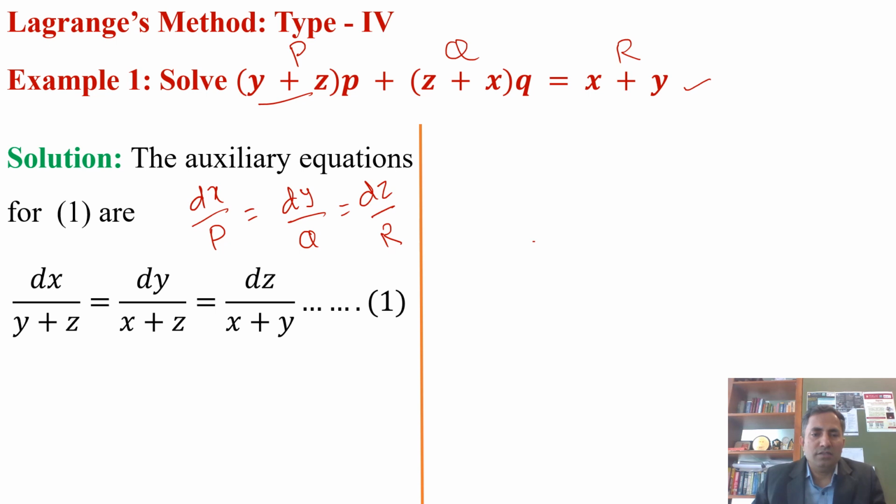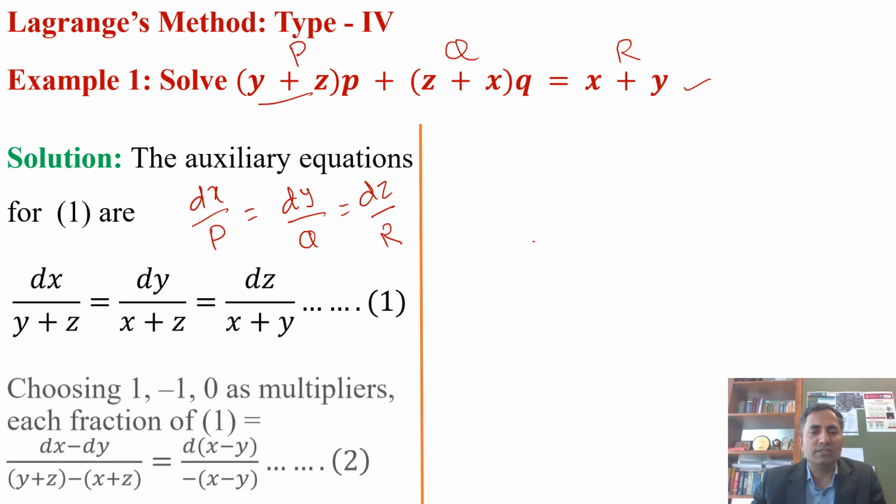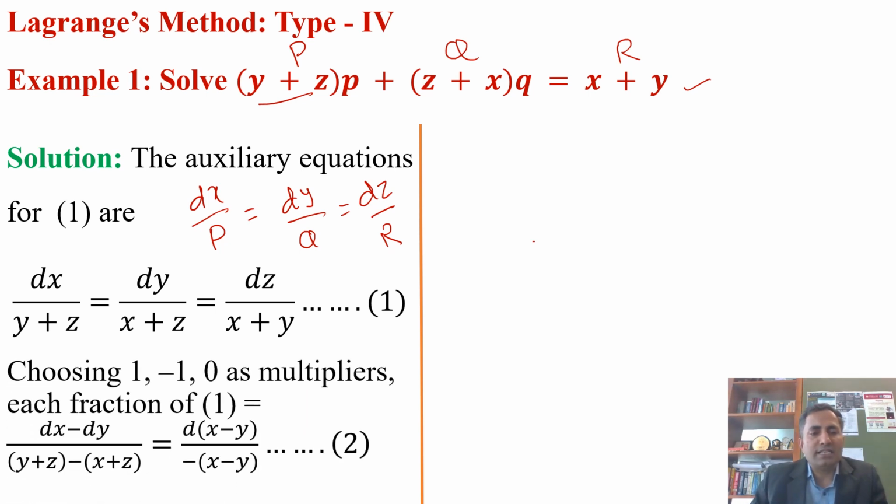You can use any method, but here we are discussing type 4. So what we do in this type 4, we select in this way also. You can see by taking L is equal to 1, M is equal to -1 and 0 for N and multiply the fraction. Otherwise directly dx minus dy or dy minus dz that we can write here. So what we get, dx minus dy, and denominator will be y plus z minus x plus z. So this z will be cancelled, and we have d of (x minus y) upon minus of (x minus y). In such a way we can frame the fractions.